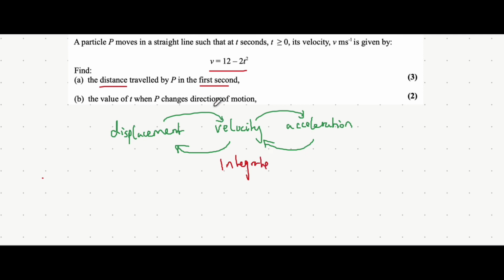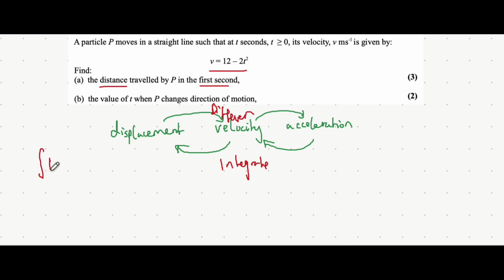So I've labeled this little diagram here. That's what I used to use actually to remember it. I used to draw this on the corner of the exam, that whenever you go to the right, you differentiate. Whenever you go to the left, you're integrating. So here we're going from velocity to displacement, so we're integrating.